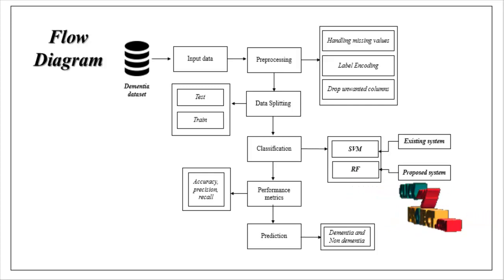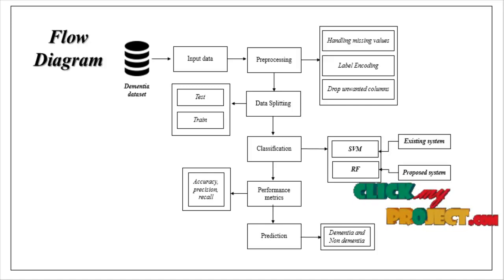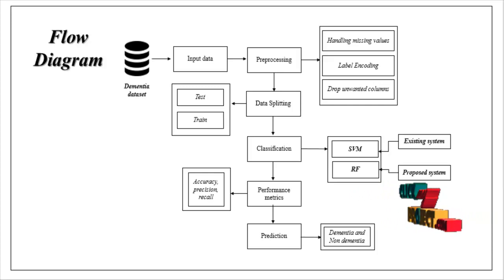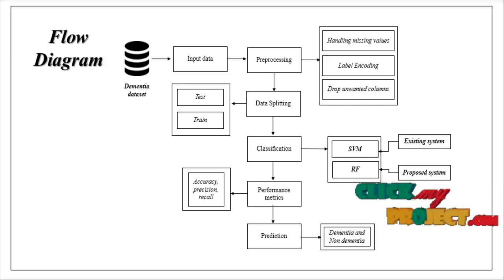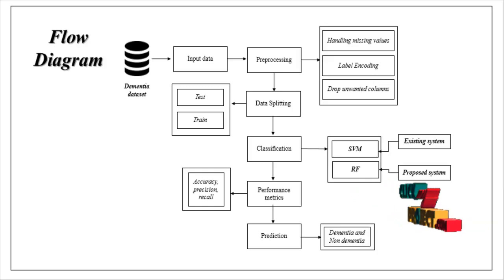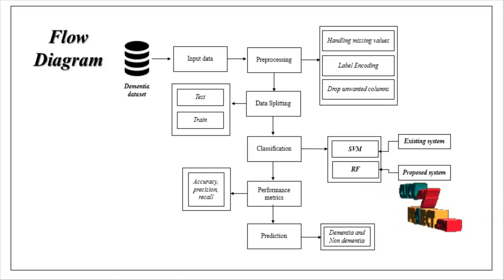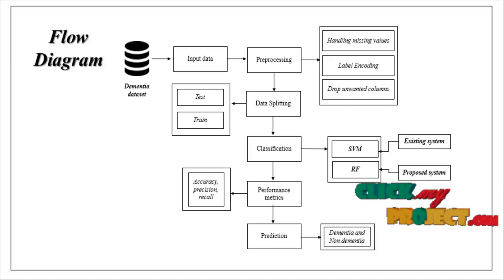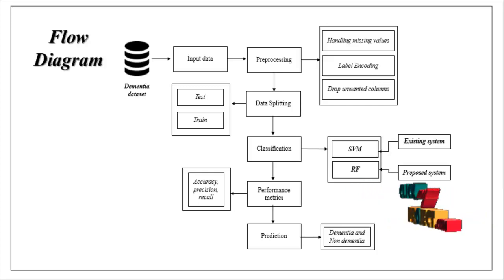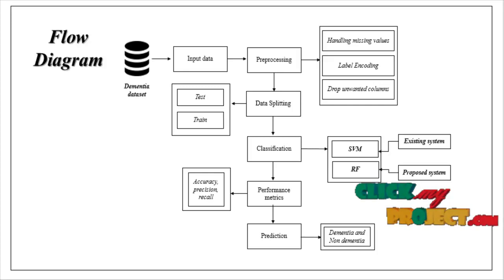Here we split the data into test and train. Test is used for prediction and train is used for evaluation. So the split data are carried to the classification module. Here we implemented two different machine learning algorithms, support vector machine and random forest. In the existing system, support vector machine is presented. In the proposed system, we implemented both SVM and random forest.